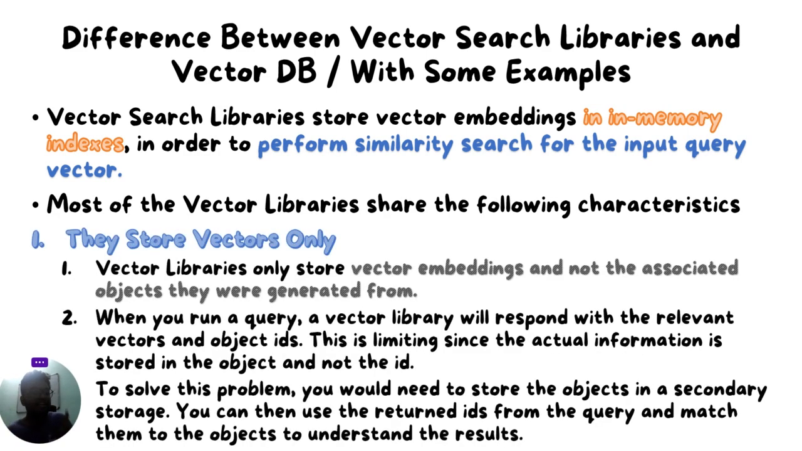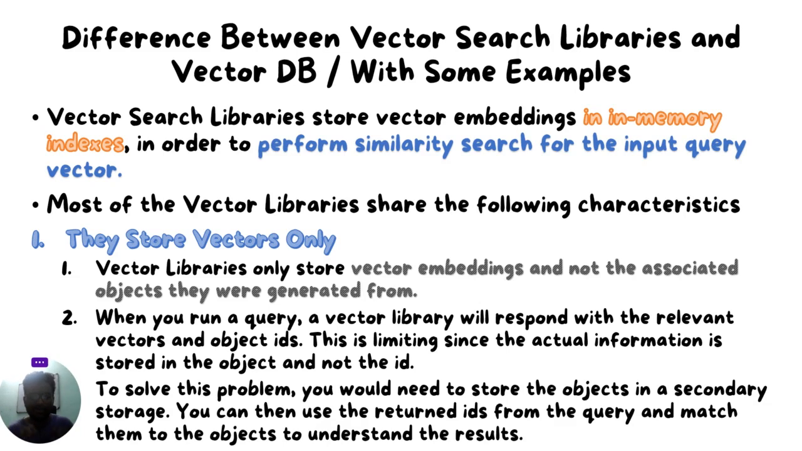The first characteristic is that they will store vectors only. They will not store any associated objects that are generated from the embedding models. When you run a query, your vector library will respond with the relevant vectors and object IDs. Why? Because we have to extract the relevant vectors and the object IDs from the DB we have stored. But this is limiting. Why? Because we just need only the relevant vector, not the object IDs, right?